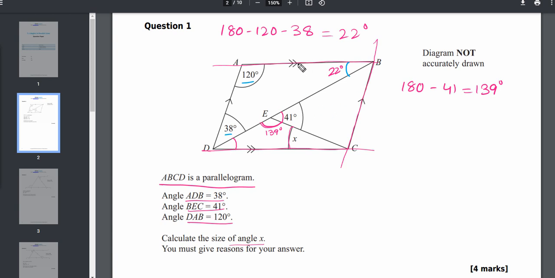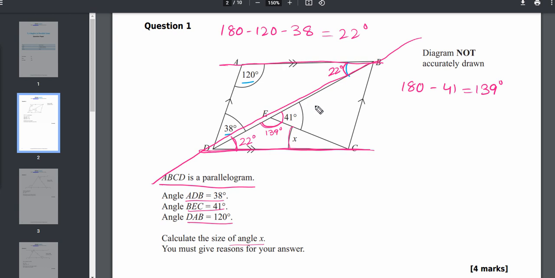Now as you can see, we have two parallel lines. These two are the parallel lines, and this line is intersecting the two parallel lines. So if this angle is 22 degrees, then this angle has to be equal to 22 degrees because these two angles are alternate angles. So this angle will become equal to 22 degrees.